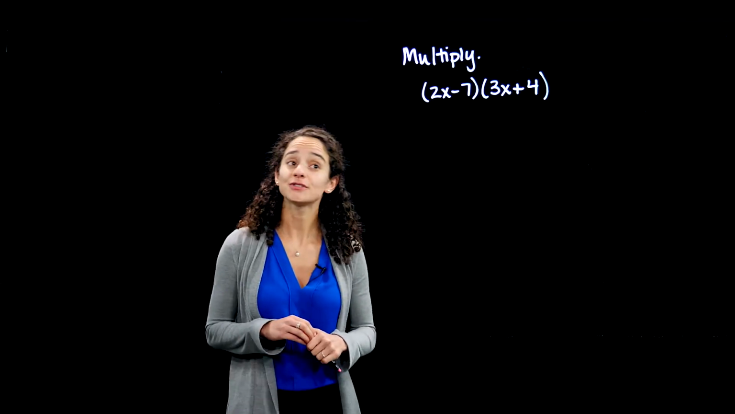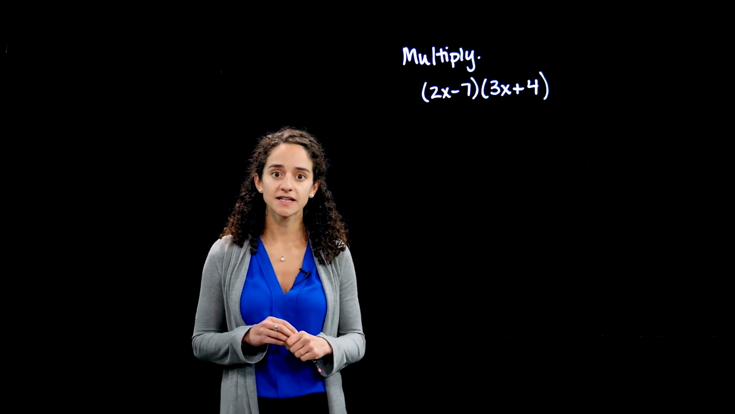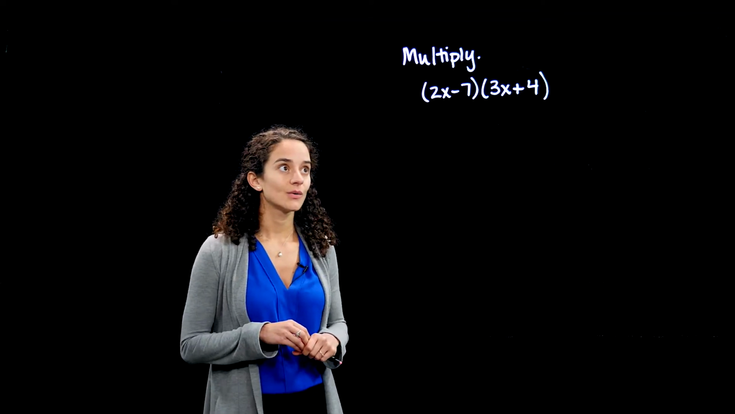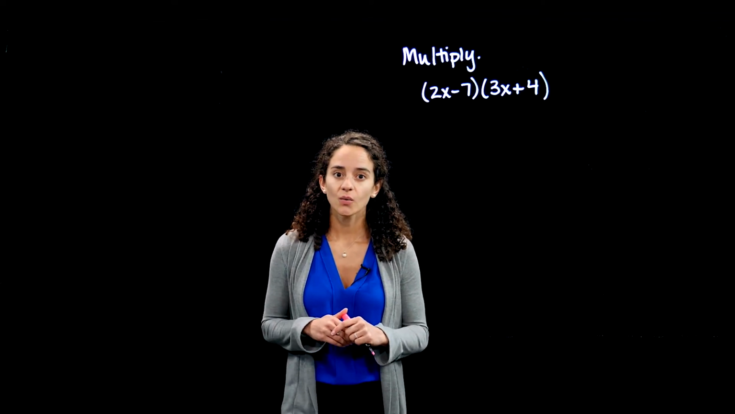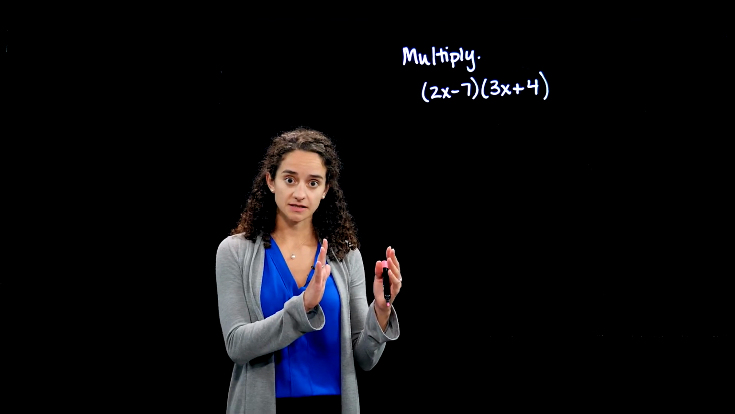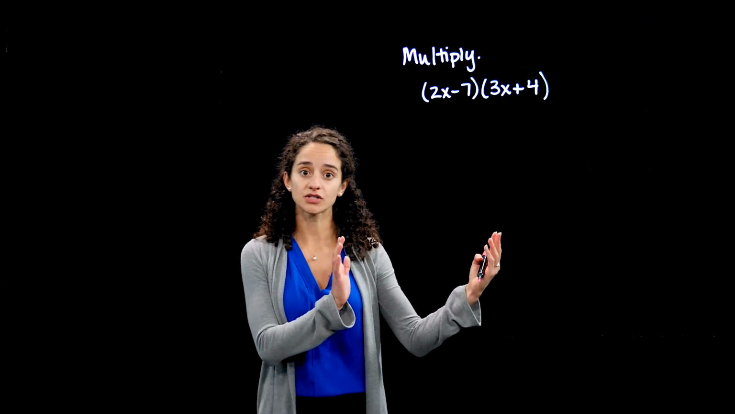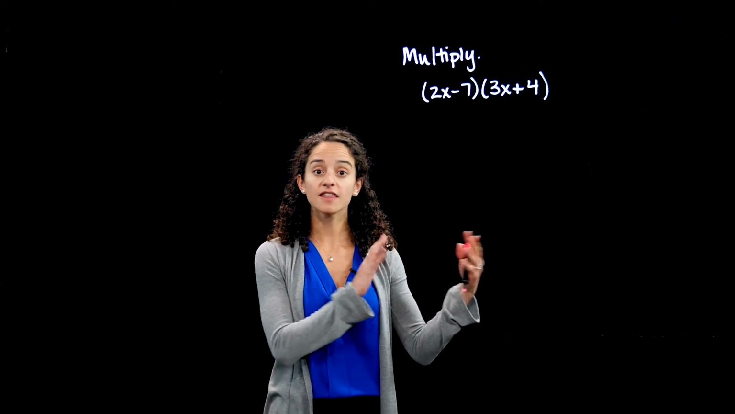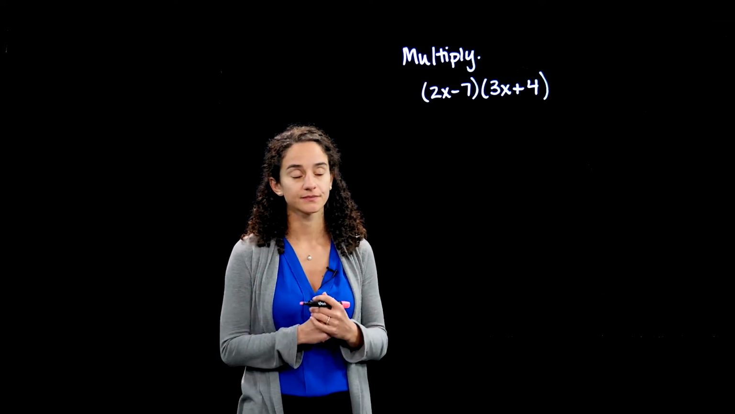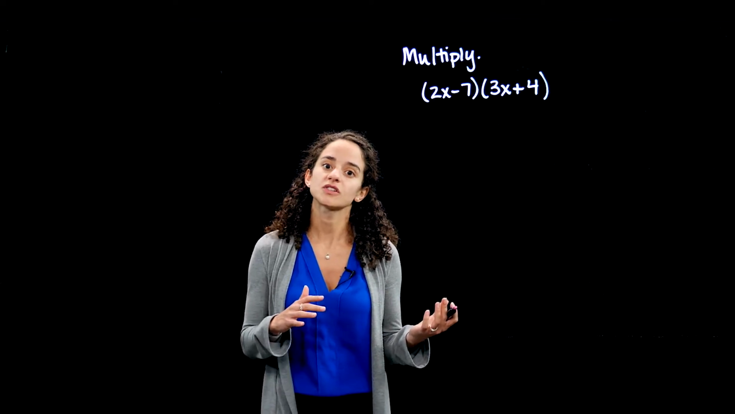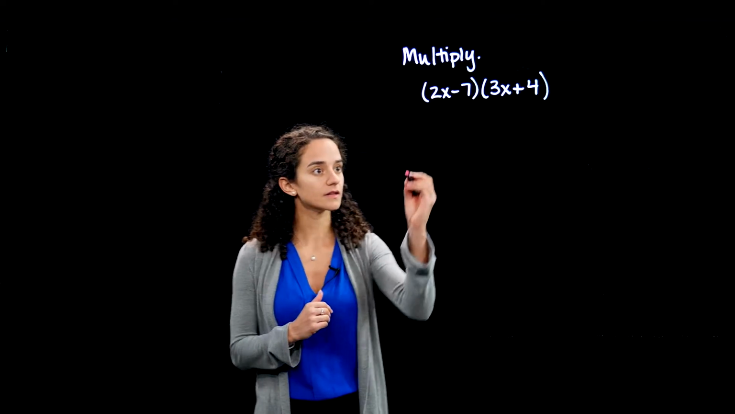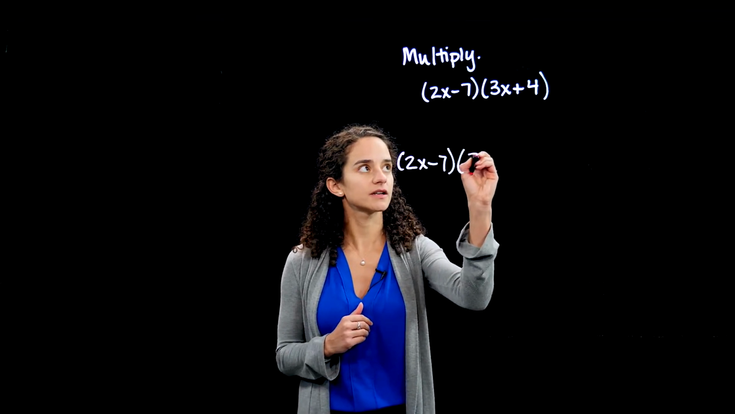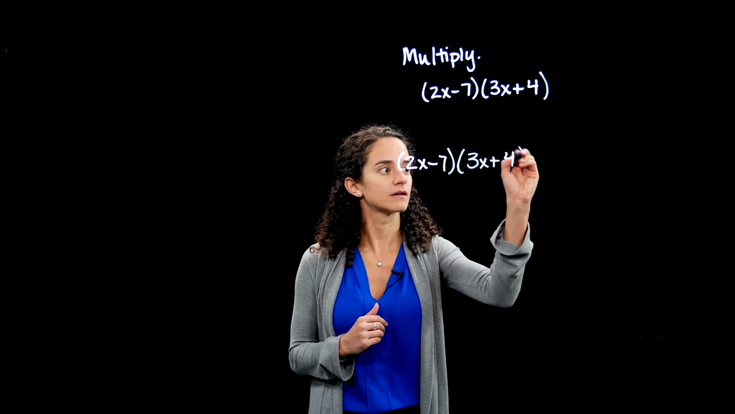We are asked to multiply the quantity 2x minus 7 times the quantity 3x plus 4. When multiplying two binomials, we can first multiply the first terms in each, then the outer terms, then the inner terms, and finally the last terms. And then we combine like terms if possible. This procedure is sometimes referred to as FOIL. So we have the quantity 2x minus 7 times the quantity 3x plus 4.